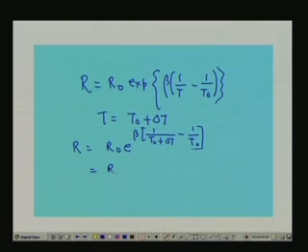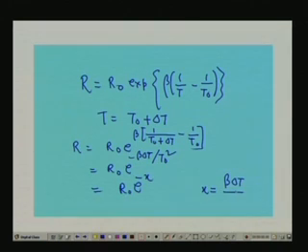So, R naught e to the power minus beta delta T by T naught square. So, with this I can write R naught into e to the power minus x, where x equal to beta delta T by T naught square, is not it?